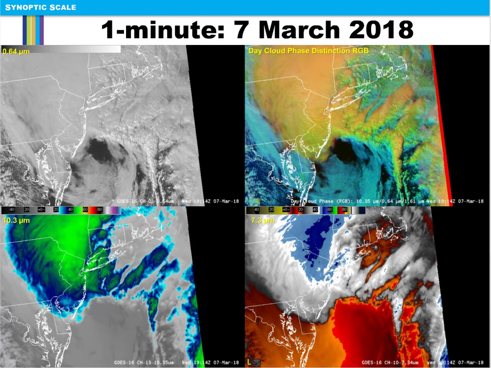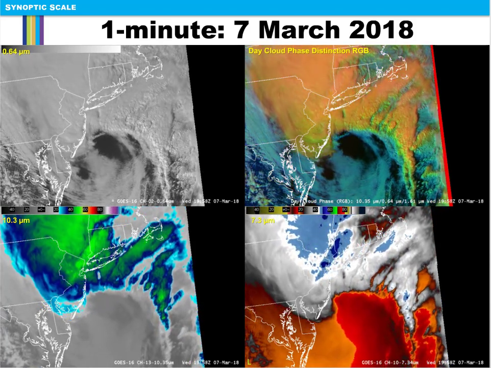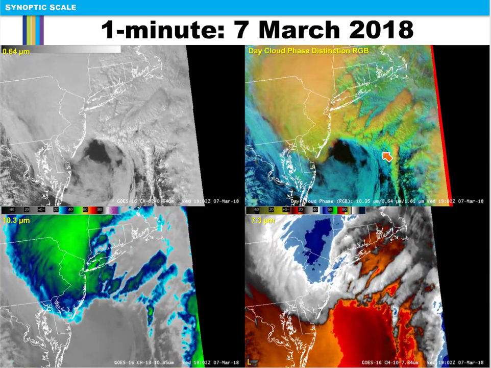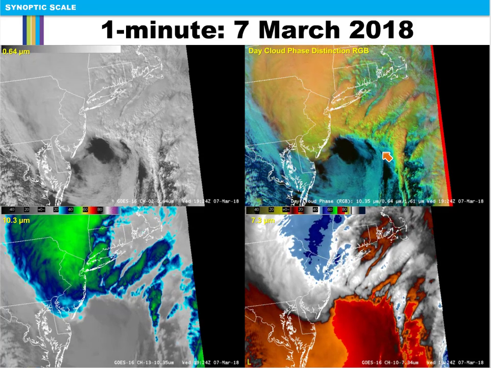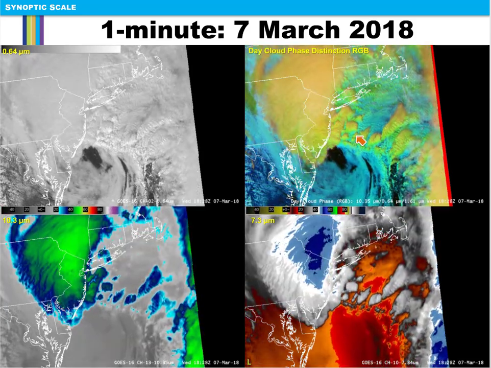The day cloud phase distinction RGB is useful for convective initiation since the transition from light blue colors to green colors signifies glaciation at cloud top. And as the clouds continue to grow deeper in the vertical, they will appear yellow to reddish in color.